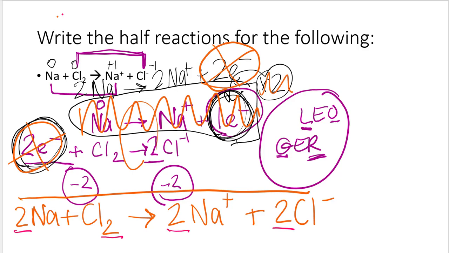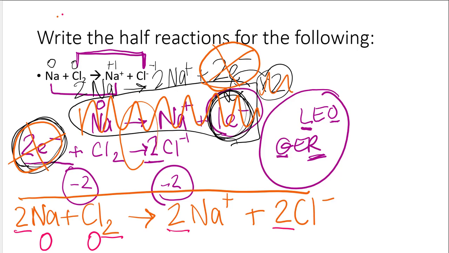But here's the more important part. Are they electrically the same charge on both sides? So remember, my Na was 0 and my Cl was 0. So I have 0, 2 zeros is still 0, and 0.